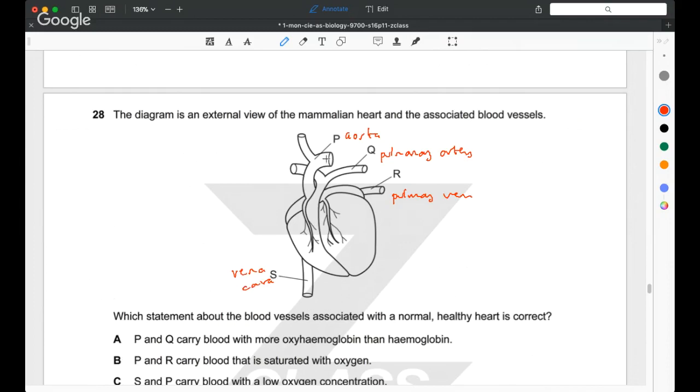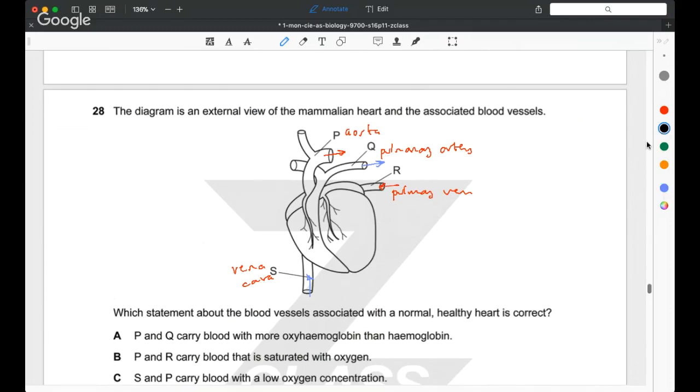And so that one has oxygenated blood going out, doesn't it? This has oxygenated blood coming back in. I can get a different paint color here. This is deoxygenated blood going out to the lungs. And this is deoxygenated blood from the body coming back to the heart.